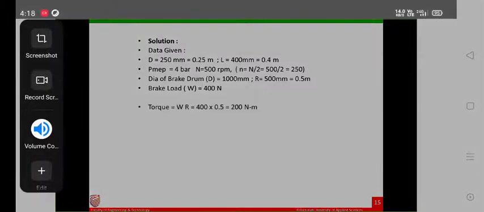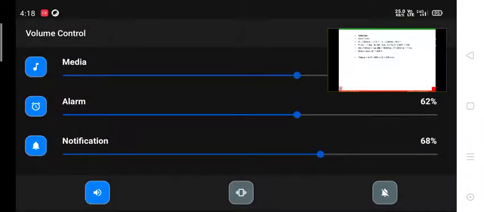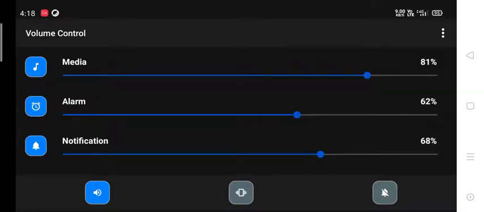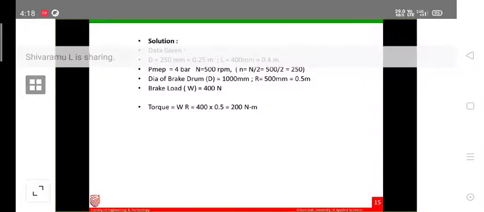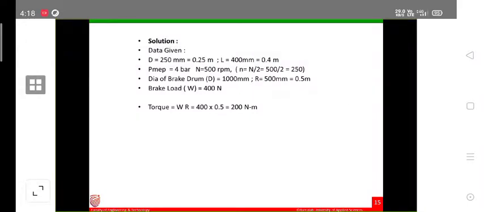They have given additional information, that is the dia of the brake drum, 1000 mm, and we have to convert that into radius. When I was discussing yesterday, I told you to calculate W into R, that is weight into R. Here the brake load weight is given directly in Newton, so no need to multiply by 9.81. In the last class whatever I explained, it was given in kg, that is the reason I multiplied by 9.81. But whenever you want to calculate torque, it is W into R, weight into radius.